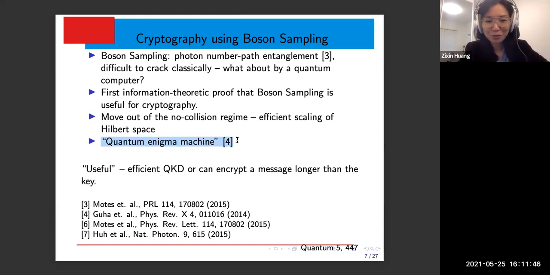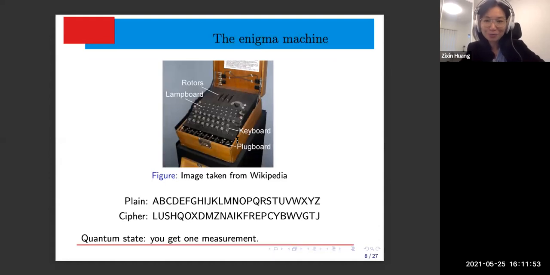And for those of you who may not be familiar with the Enigma machine, I will tell you about this now. The Enigma machine was an encryption device that was widely used by Germany during the Second World War. It looks like this, and the image is from Wikipedia. So it works basically like a substitution cipher.